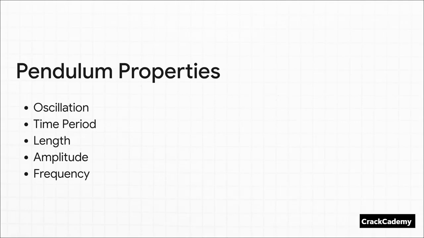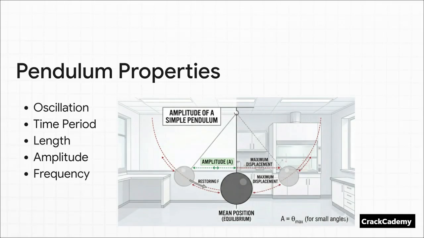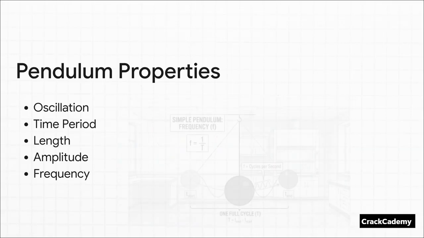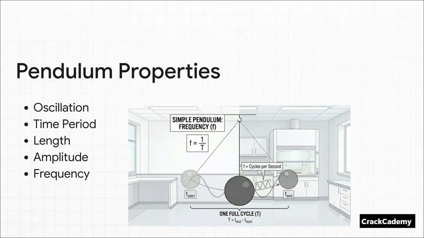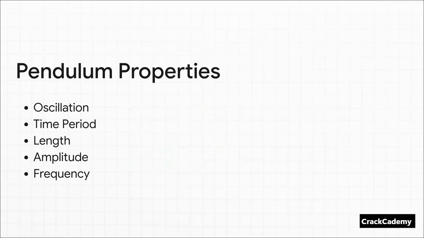To properly analyze this motion at your lab bench, there are a few core properties you need to track. We'll get into oscillation, time period, and length in just a second, but I really want to highlight amplitude and frequency right now. Amplitude is simply your maximum angle of displacement, basically just how far back you pull the bob before you drop it. Frequency, on the flip side, measures the actual number of oscillations per second, and we record that in a unit called hertz. Pinning down these specific terms is an absolute must for a solid lab report.